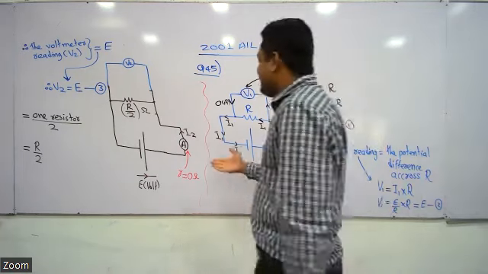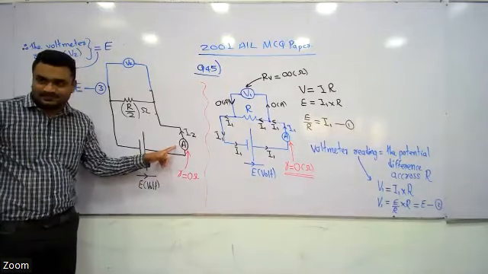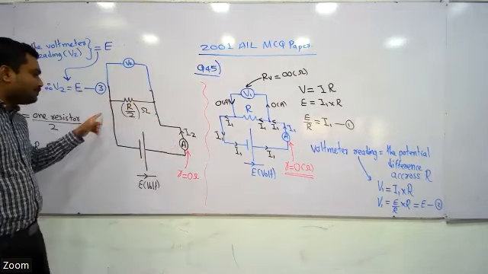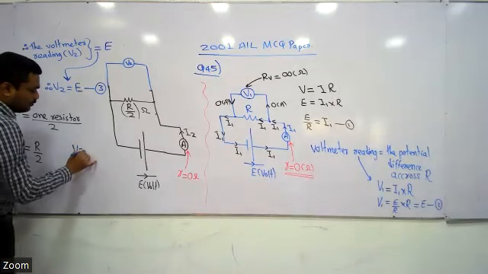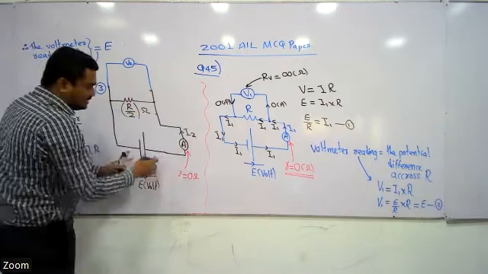So now we can directly apply Ohm's law. You see, there is no resistor here. Ammeter is ideal, no resistor is there. So I can directly apply Ohm's law. So if I apply Ohm's law, V equals IR. The potential difference across the resistor is E.